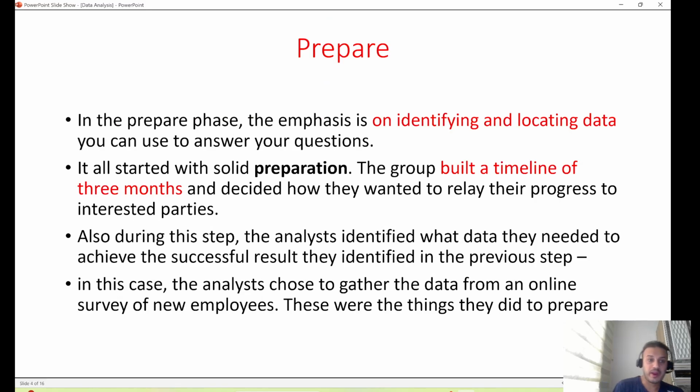And then you go for prepare. For preparing, the emphasis is on identifying and locating data that you can use to answer your questions. So who is responsible for collecting the data, and what are the sources for collecting the data? Is it online, is it collected from one source or multiple sources? If it's collected from multiple sources, maybe the format is not the same, so you need to collect the data, archive it in one folder, and share it with others.